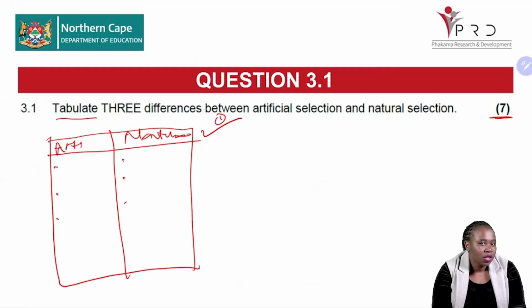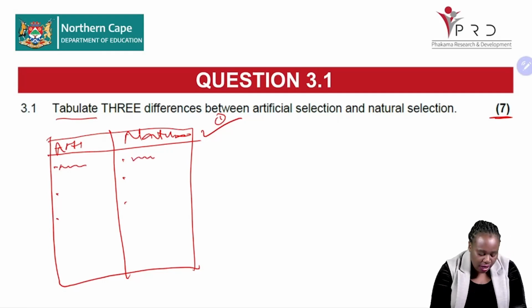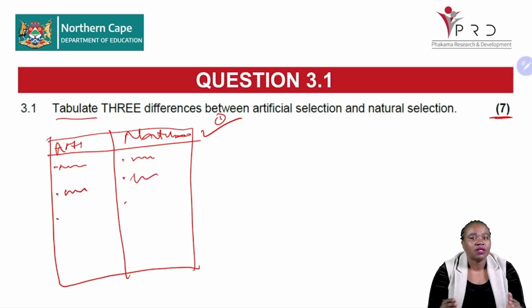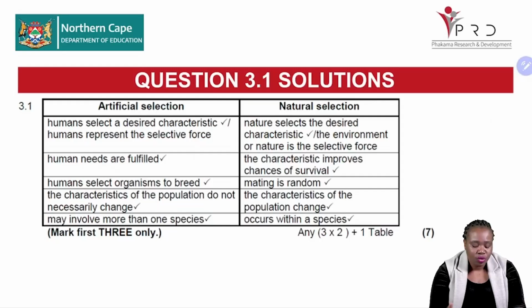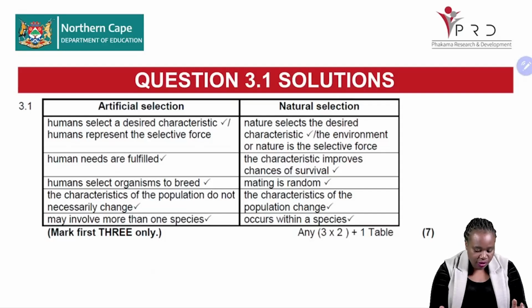So remember, when you are looking at the differences here, if you are talking about the fact that this is to satisfy human needs, it means that here you are going to talk about nature, right? And then if here humans are the selection force, it means that here nature is the selection force. So the things that you're going to be talking about here should actually align with each other. You cannot talk about nature selecting the desirable characteristic on one side and then talking about human needs being fulfilled on the other side as the differences. Those are not differences.